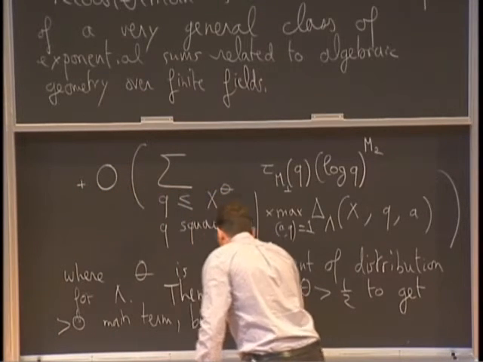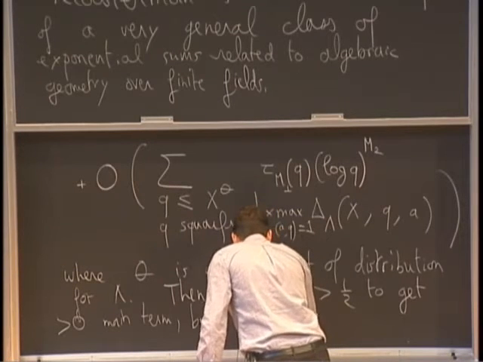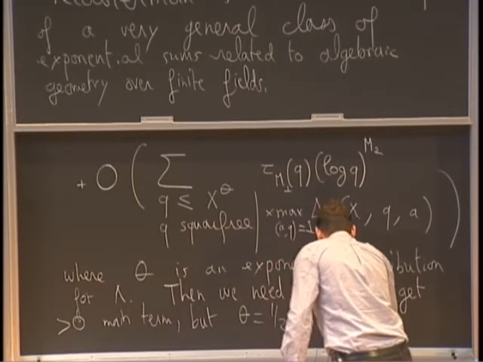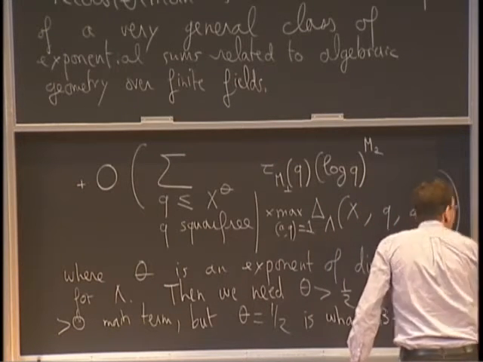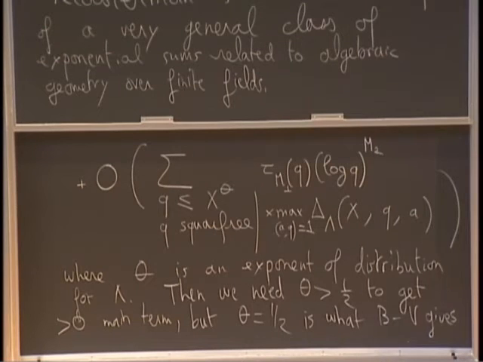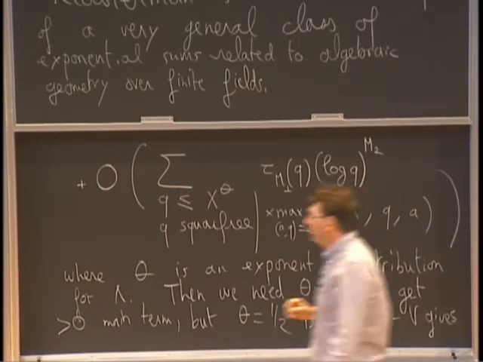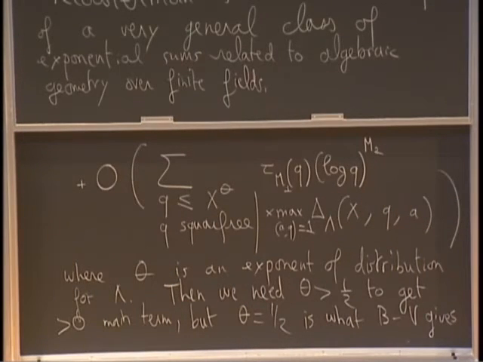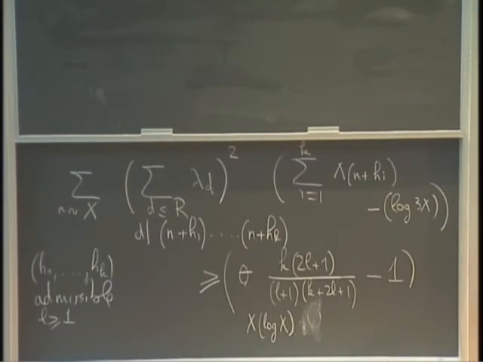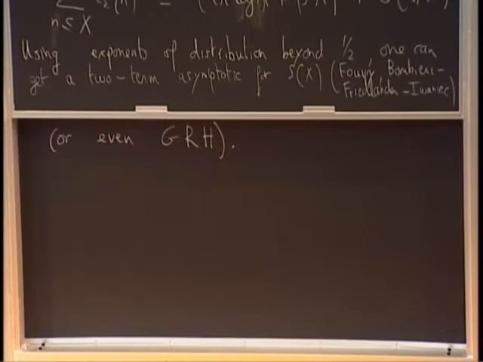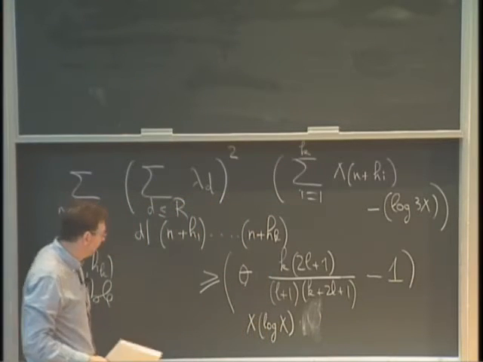Okay, but of course, theta equals 1/2 is what Bombieri-Vinogradov gives, or even what the generalized Riemann hypothesis gives. So that was kind of very satisfactory at the time because, I mean, we know 1/2 is a barrier and we see it appearing naturally. So I think it was very tempting to think that one could not improve the main term because of that. And of course, that was a big mistake.